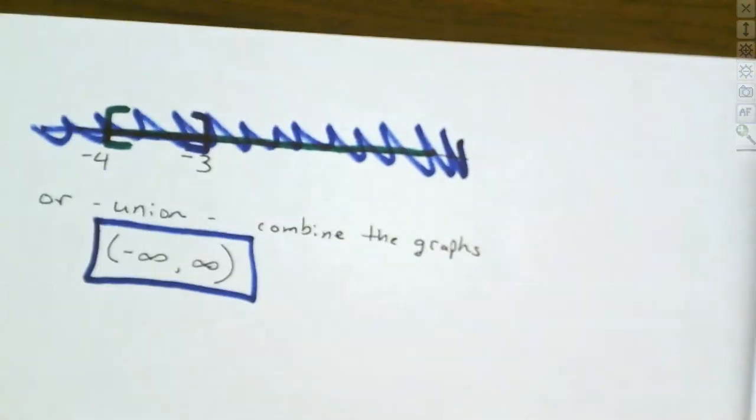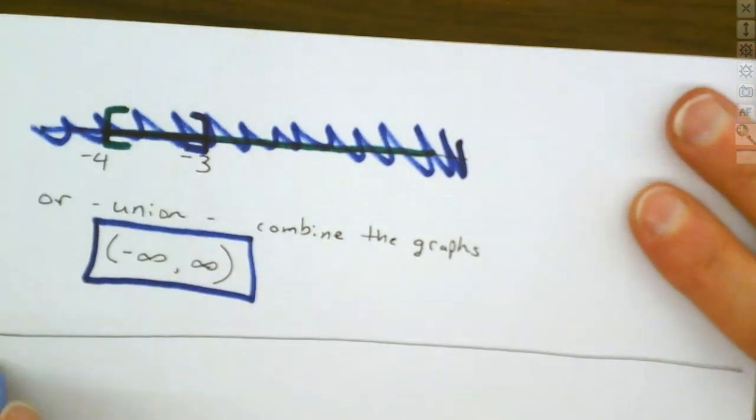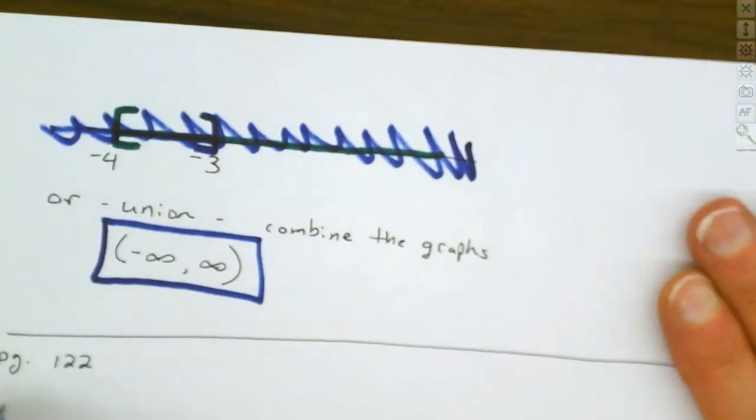Let's do one more of these, and then I'll talk about question 10. Again, we'll be on page 122 again, I believe. And let's do an and. How about question 62? So this again is going to be on page 122. And we're going to look now at question 62.